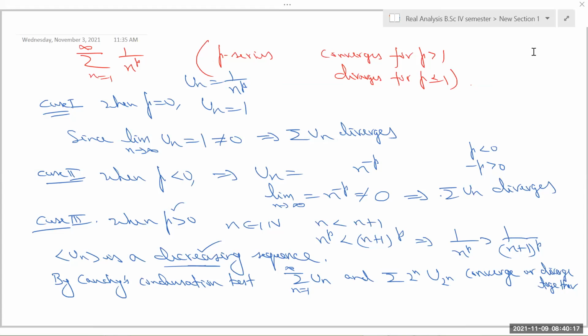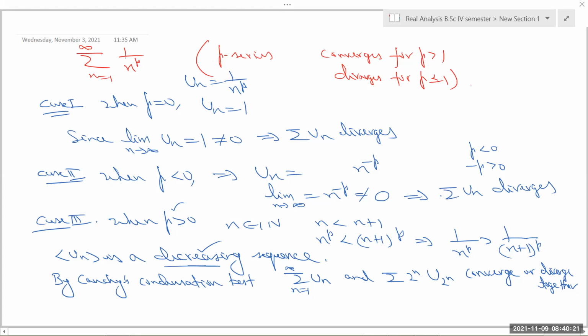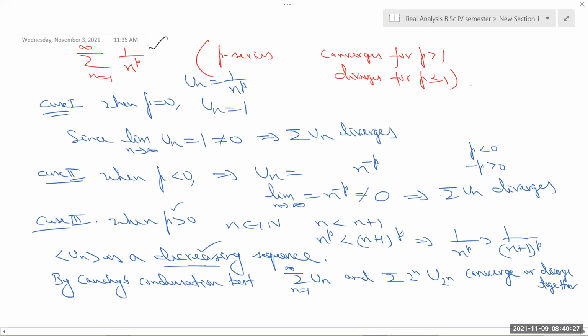Consider summation n equal to 1 to infinity 1 by n to the power p. This is a very famous series called the p series. I need to prove that this p series converges for p greater than 1 and diverges for p less than or equal to 1. So how do we do it using Cauchy's condensation test?